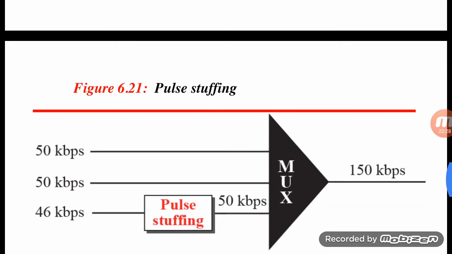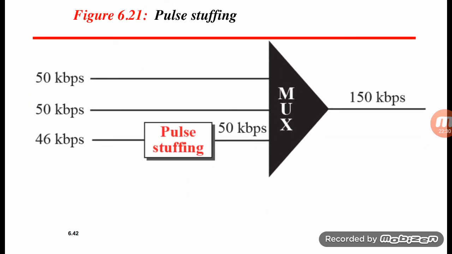What's the meaning of this? You know the meaning of stuffing in English? Yeah, you fill something, like even the pillow. I don't know what a pillow is in another language. Pillow, the one that you put under your head. So you stuff it with cotton, right? So pulse stuffing is that it is 46 kbps, so you fill it with 4 kbps more to make it 50. And now again you have 3 users of 50, so the output rate is going to be 150 kbps. Because 3 users, right? So the output is going to be 150 kbps. Right? Yes.